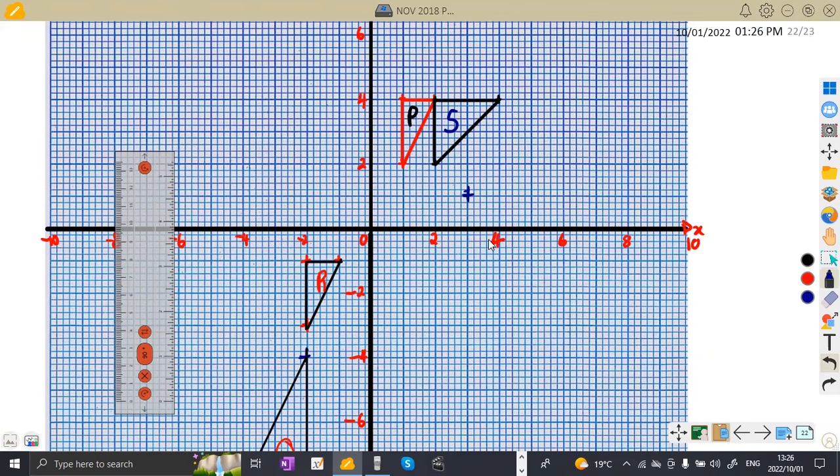Okay, the other one is 5, 3. 5 in between here, 5 versus 3 in between 2 and 4, that is 3. Then the other one is 6, 2. 6 versus 2 somewhere here. Yeah, that is 6, 2.